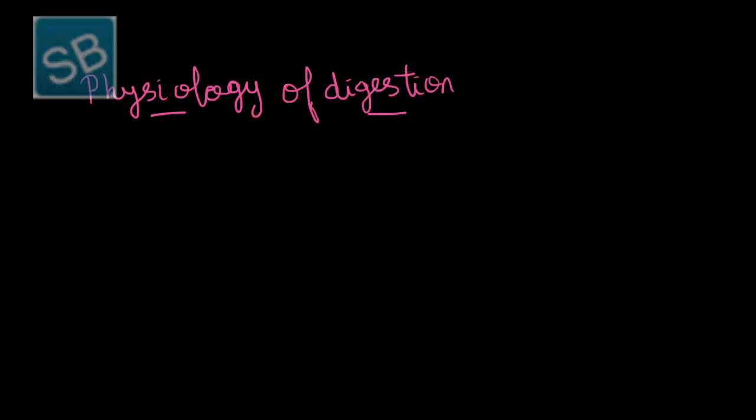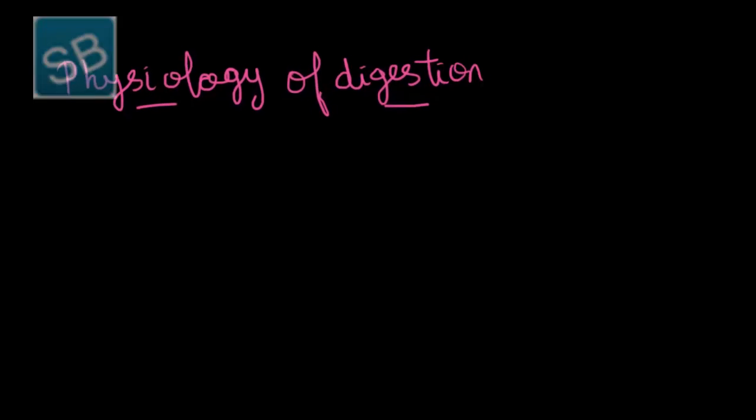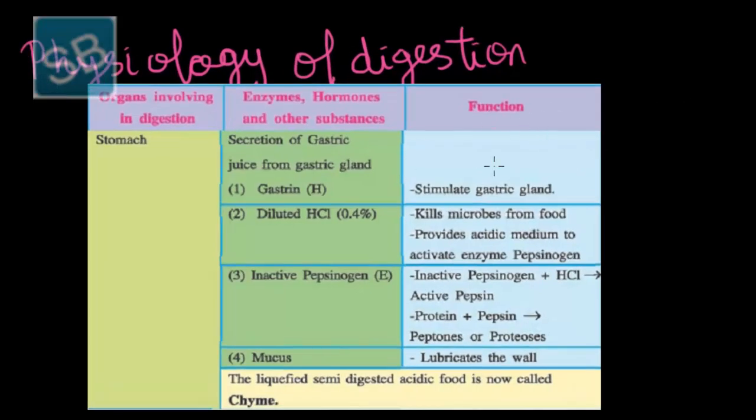Now let us understand the physiology of digestion with respect to different structures. As said earlier, the digestion of food takes place basically in the stomach, duodenum and intestine. This table depicts the enzymes that are secreted by the stomach and their functions. For example, the stomach secretes gastrin, HCl, pepsinogen and mucus.